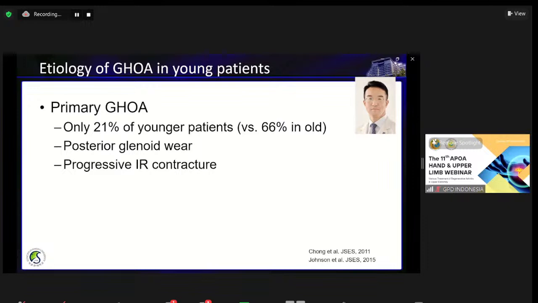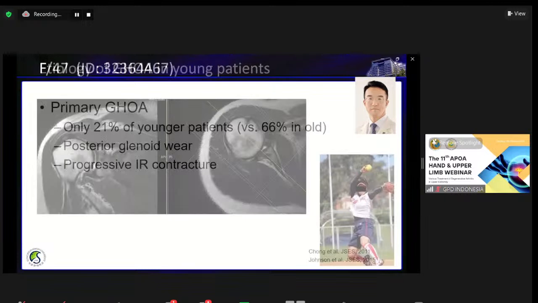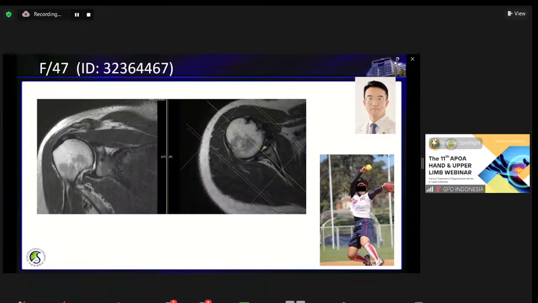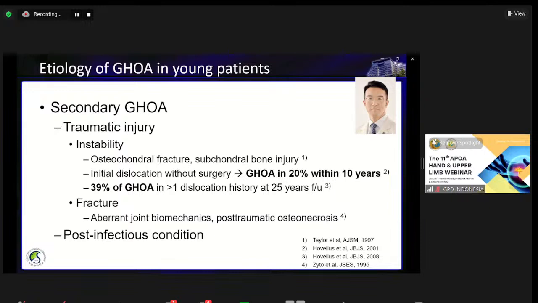The etiology of glenohumeral arthritis in young patients as a primary is relatively rare compared to the old person, 21%. This is one of my patients who's been doing softball for a long time, had developed arthritis, and did one or two surgeries. For secondary glenohumeral arthritis, the cause is usually instability, fracture sequelae, or conditions after infection.